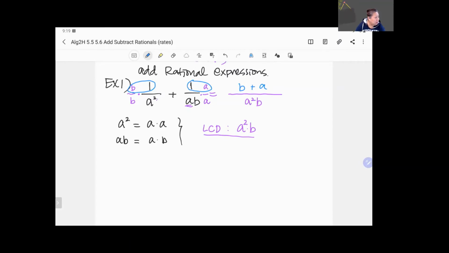Then let's pick one of the practice problems so that we can do. Okay, so far we haven't talked about subtraction yet. So let me pick example number 2 from the practice problems, and it's gonna be subtraction.